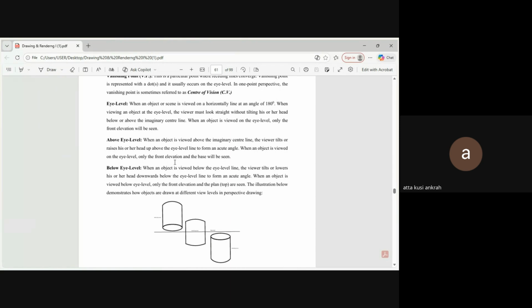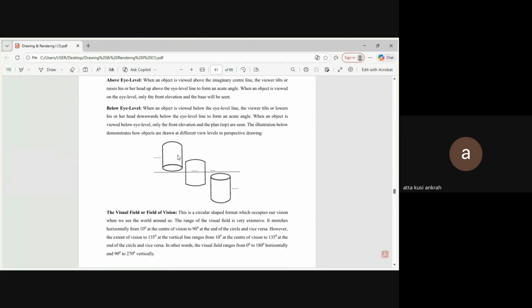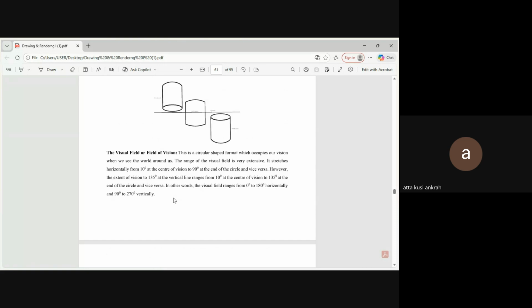So these are the three examples there. The first one is above eye level. Please, where the cursor is pointing is above eye level because you are seeing beneath, you are seeing the under. Then the middle one is on the eye level. Then the third one is below eye level. Below means you are seeing the top. Above, you are seeing under. On the eye level, you are seeing the middle. Good. So you take note of this. So these are some of the things.